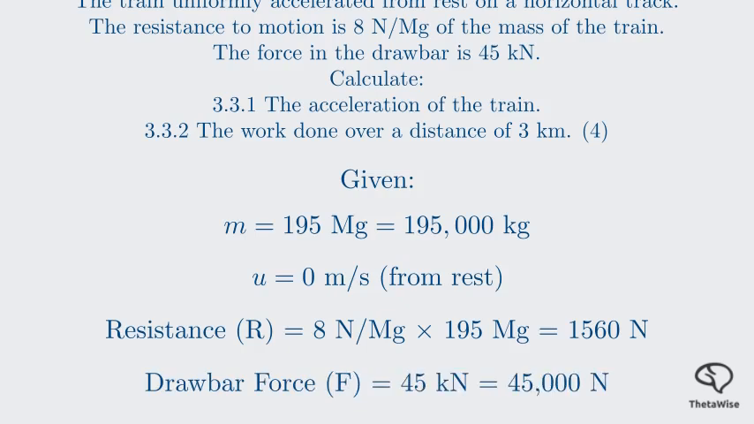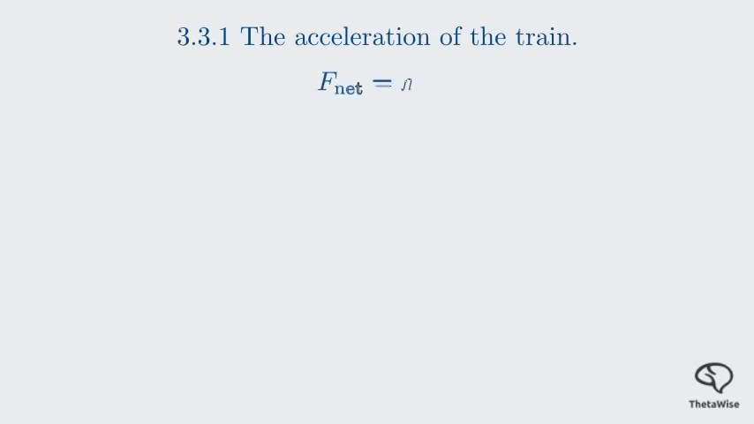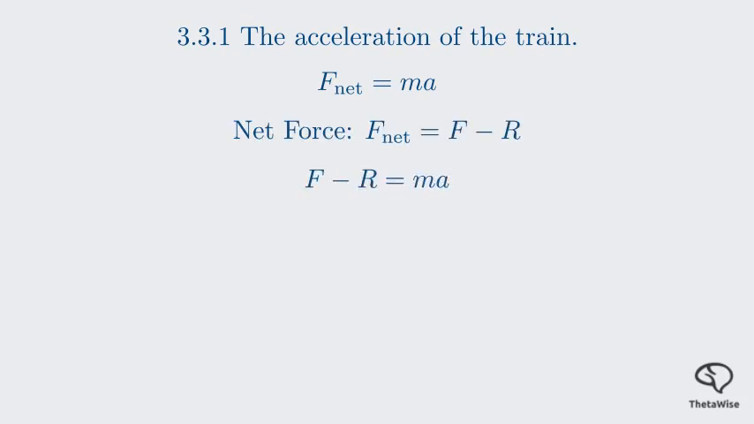Let's tackle part 3.3.1, the acceleration. To find the acceleration, we need to consider all the forces acting on the train and apply Newton's second law. The drawbar pulls the train forward, and the resistance acts against its motion. The net force, F net, is the forward force from the drawbar F minus the resistive force, R. So F net equals F minus R. Setting this equal to ma gives us our equation: F minus R equals ma. We want to find the acceleration a, so we rearrange the formula to isolate a. This gives us a equals F minus R, all divided by m.